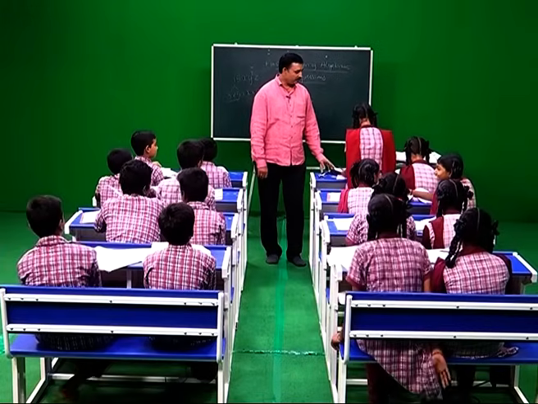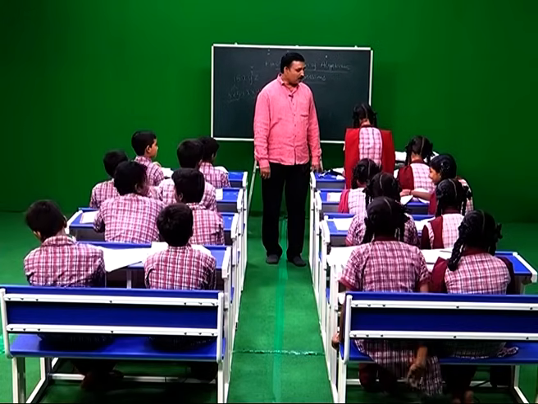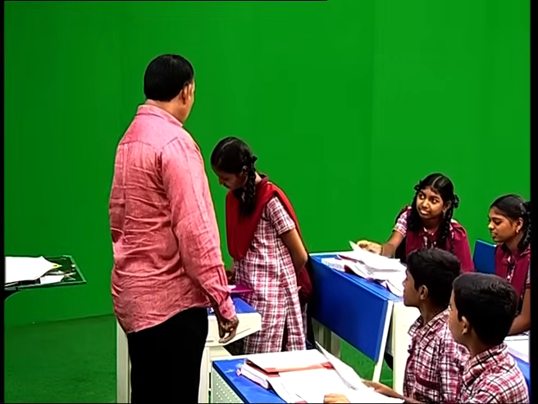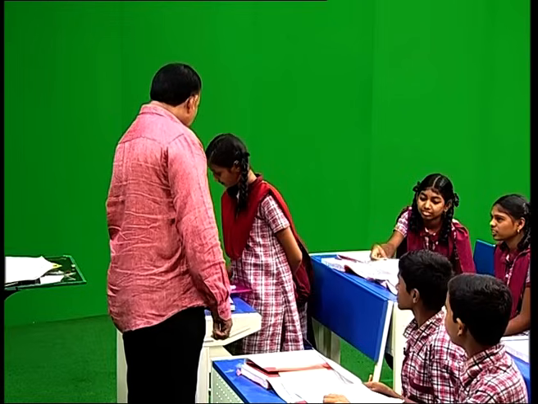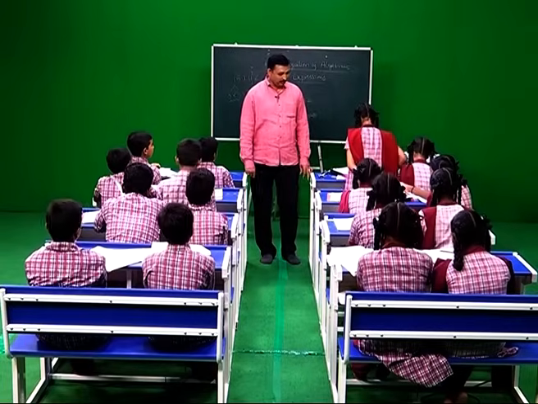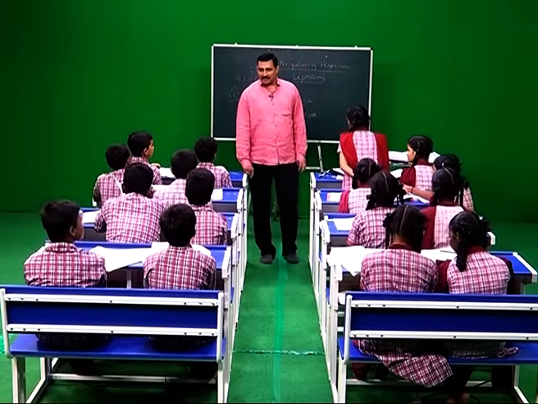8xy: 8 is 2 into 2 into 2, into x into y, is equal to 8xy. Okay? Good. Is it clear? Yes, sir.